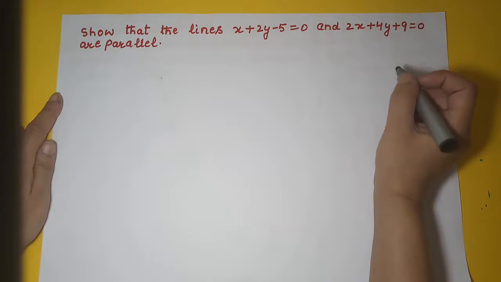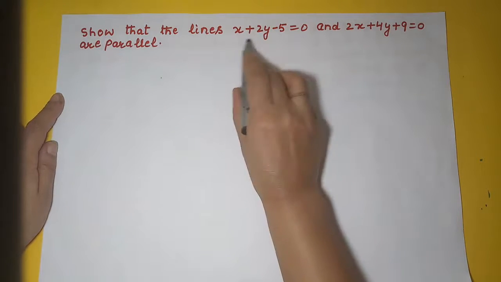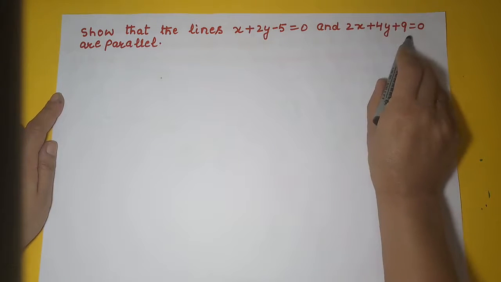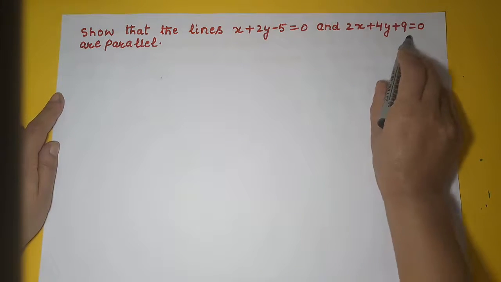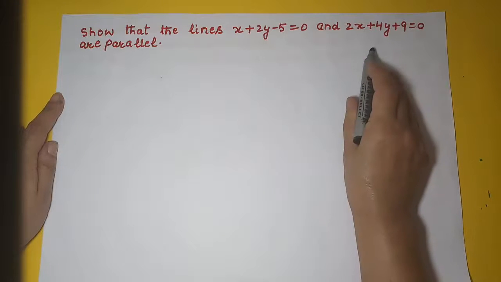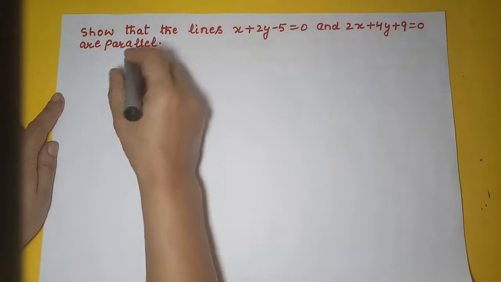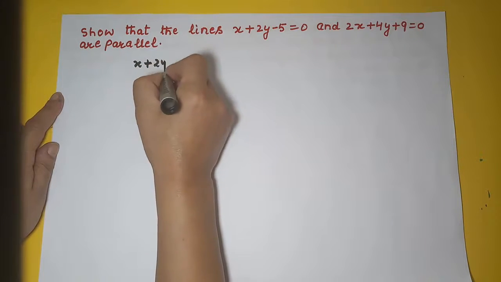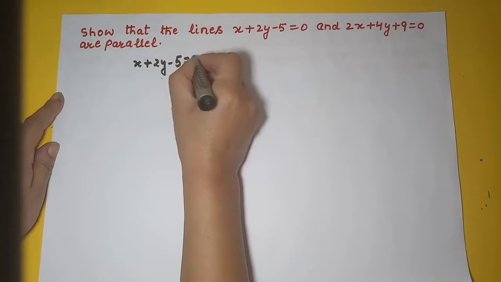So how do we find the slopes? We first convert this equation into the standard form, this also into the standard form, and then calculate the slopes of these two lines. If they are equal, then the lines are parallel. So let's write the equation. x plus 2y minus 5 equal to 0.